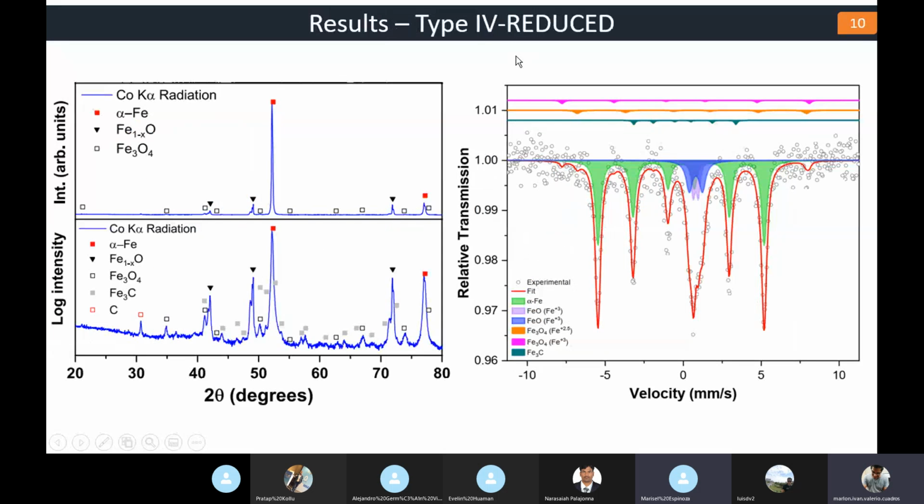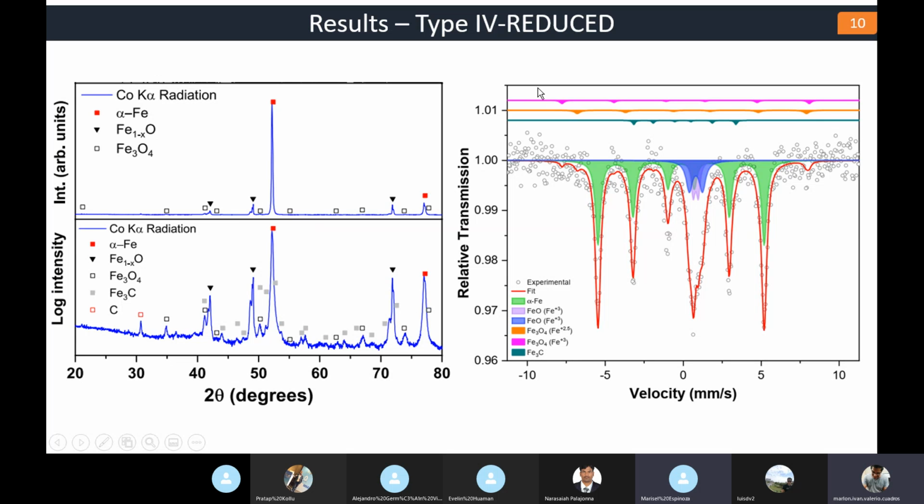Well, when the type 4 sample was reduced, we observed alpha iron as a principal phase, and observed gustite, non-stoichiometric gustite, and magnetite. In this case, we show here in normal intensity and in low intensity. In this case, we can observe with better resolution the presence of iron 3 carbon and carbon.